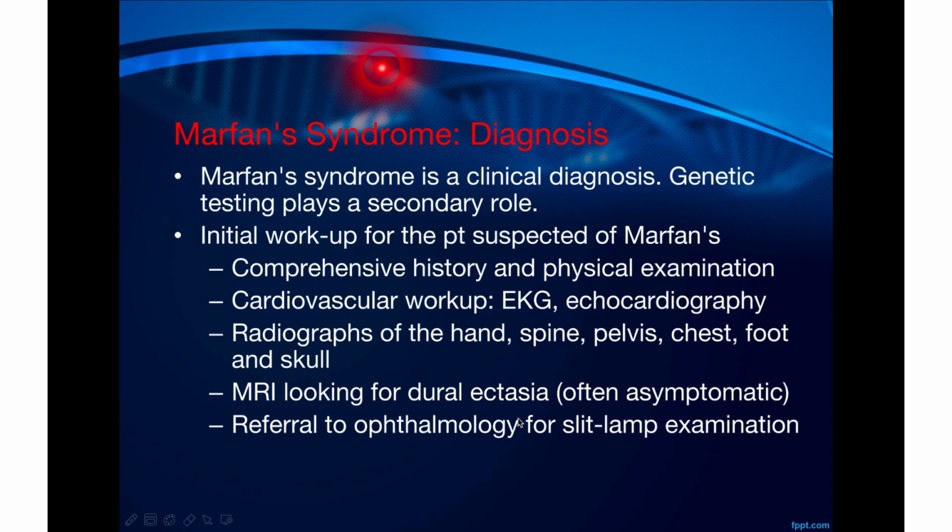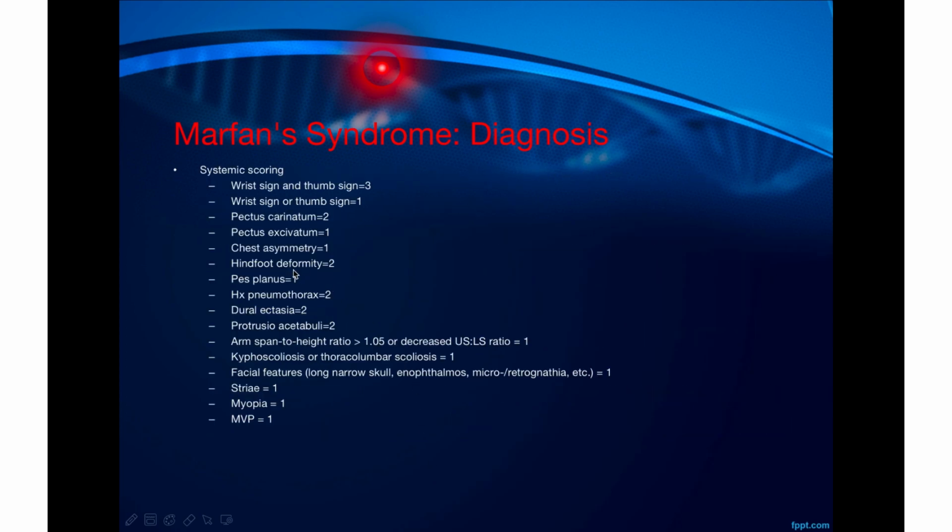MRI to see the dural ectasia, usually because, as I said before, it's usually asymptomatic, so you have to do an MRI to be able to see that. You also have to make a referral to the ophthalmology for slit lamp examination. So in addition to this, we're going to do the systemic scoring. And this systemic scoring, as you can see, is the whole list of all the symptoms that the patients can have in this case.